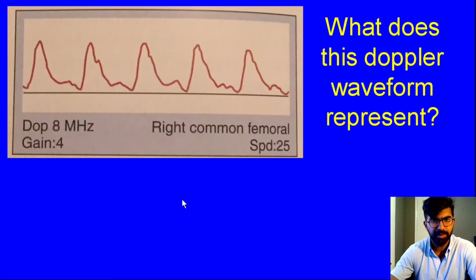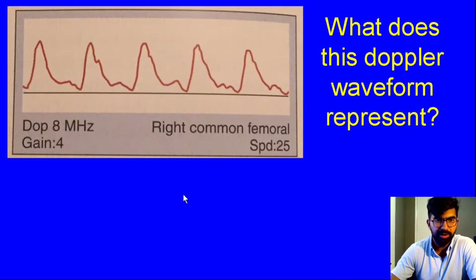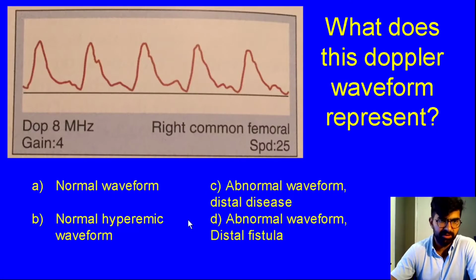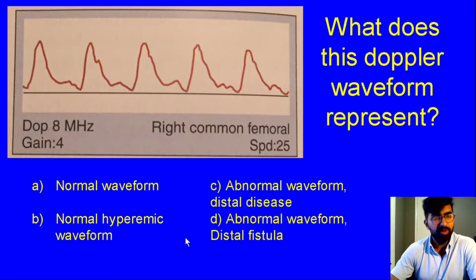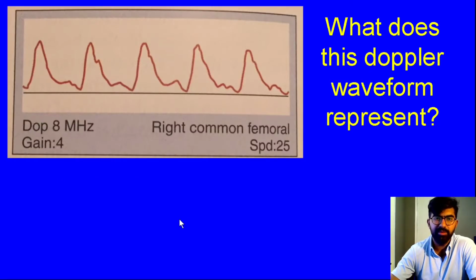So let's move on. What does this Doppler waveform represent? Now look at it carefully. It's in the right common femoral artery. And let's break it down like we did before, okay? But first, what does it represent to you? Is it a normal waveform? Is it a normal hyperemic waveform? Is it an abnormal waveform which represents some distal disease? Or an abnormal waveform and has a distal fistula? So take a second to think about it.